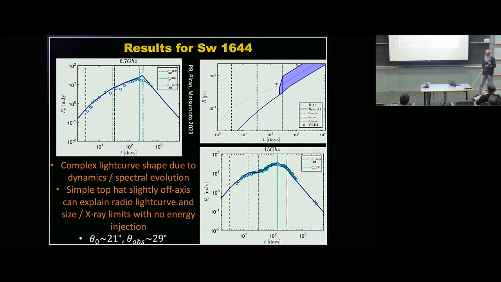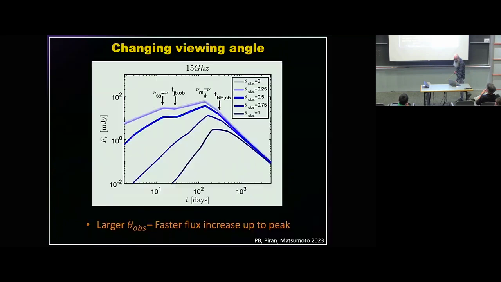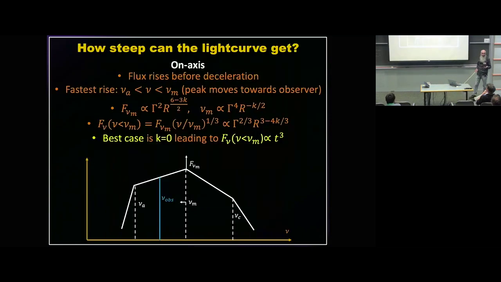We can constrain the energetics, and these, of course, will be very relevant for the rates of those events and their potential uses as sources of ultra-high energy cosmic rays, which I will talk about towards the end of the talk. As you increase the viewing angle, what happens is that these light curves get steeper and steeper in the rising part, and you get faster and faster rises towards the peak. And you might want to ask, how fast can it actually go?